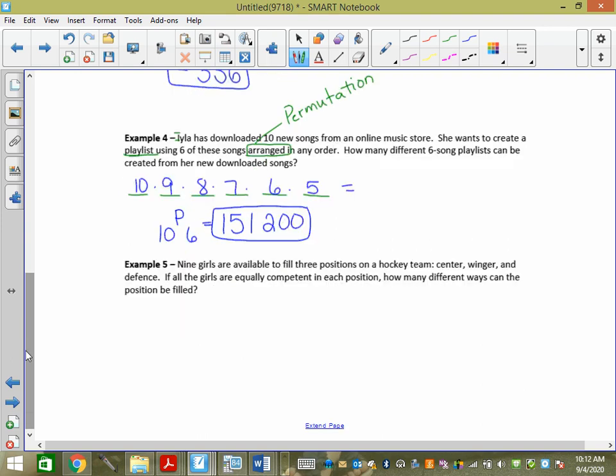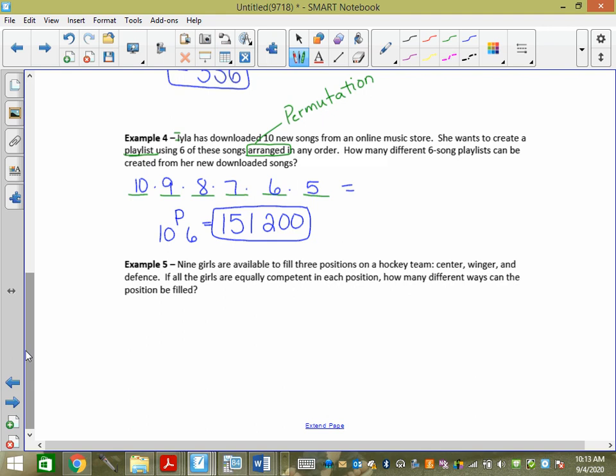Okay. Example 5. 9 girls are available to fill 3 positions on a hockey team: center, winger, and defense. If all girls are equally competent in each position, how many different ways can the positions be filled? So does the order in which I pick them matter? Yes, because I'm giving them positions. This is the key thing.